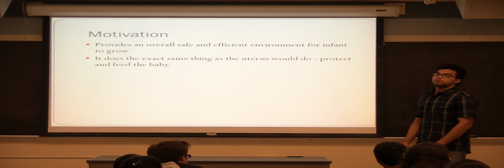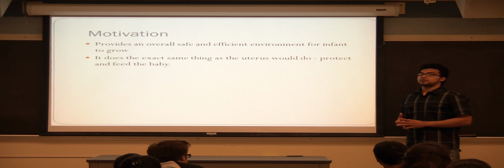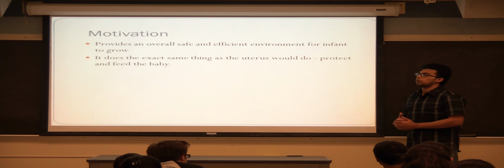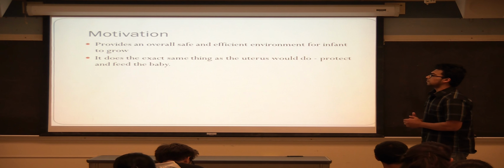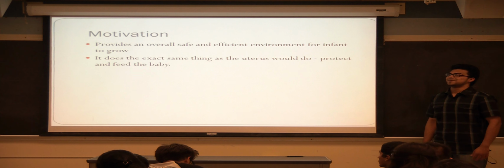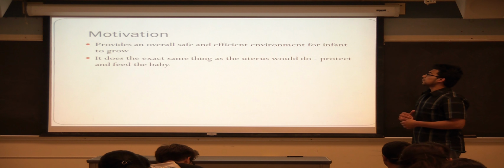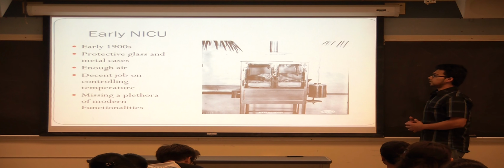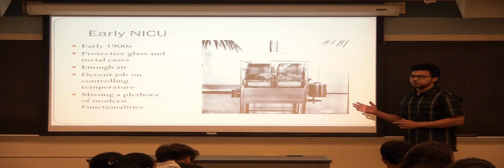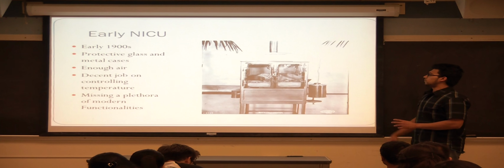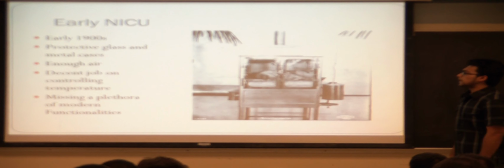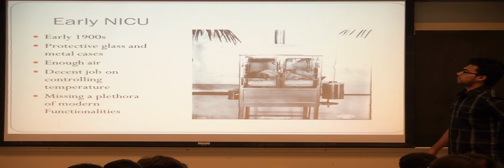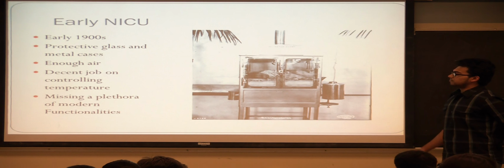As for the motivation behind this, the primary objective is to provide a safe and efficient environment for the kids to grow. They say that this device is as safe as a mother's uterus. And this is an early NICU unit, built around the 1990s, missing a lot of functionalities compared to the latest ones. It does a poor job of controlling and regulating temperature.